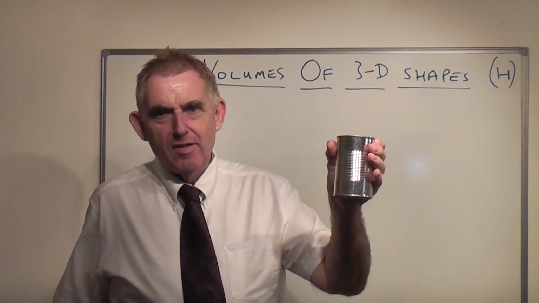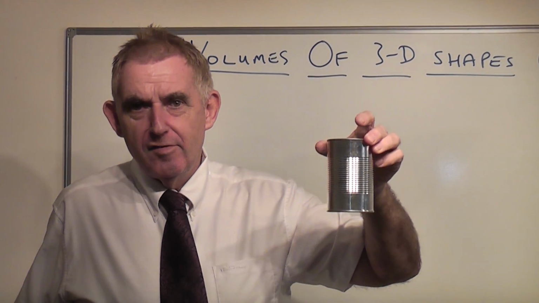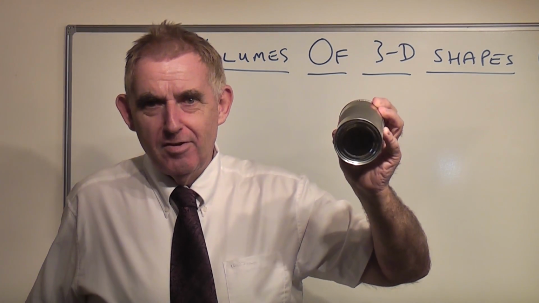What sort of shape would you think that was? You can see either end of it there. Any ideas? Hold on. Is that the name of the shape? Hold on? No, it's a can.